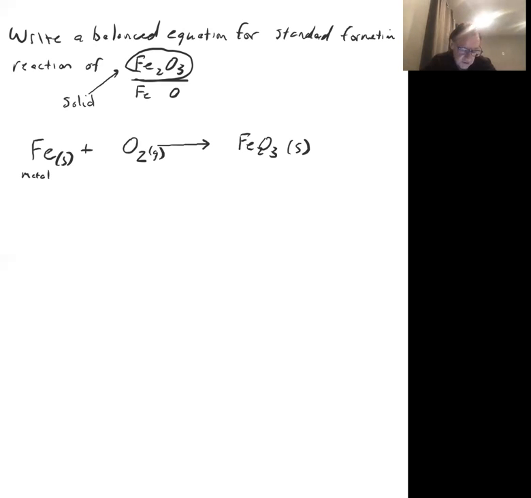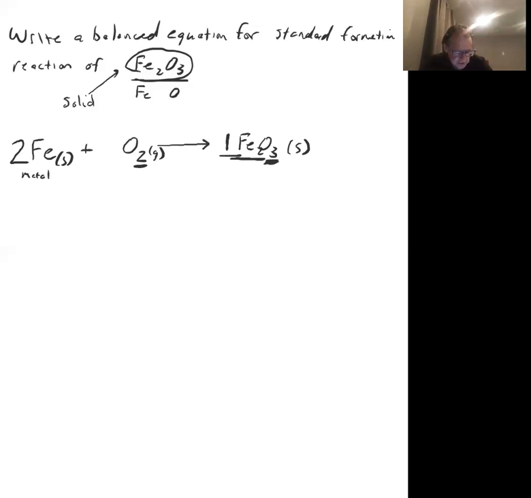Now be careful. When you balance it, this has to be a 1. It can't be a 2 or a 3 or a 4. It's got to be a 1. So that means you may need to use fractions when you balance the equation. So let's come over here. We've got 2 irons. So I'm going to put 2 irons over here. So the iron is balanced. Now we have 3 oxygens here, but we only have 2. So you're going to have to use a fraction.